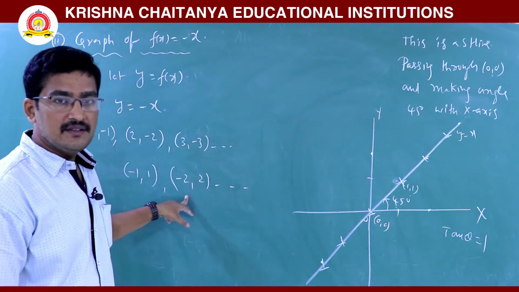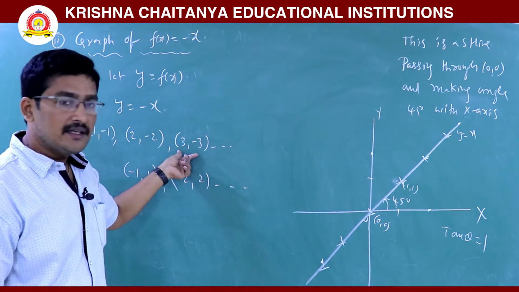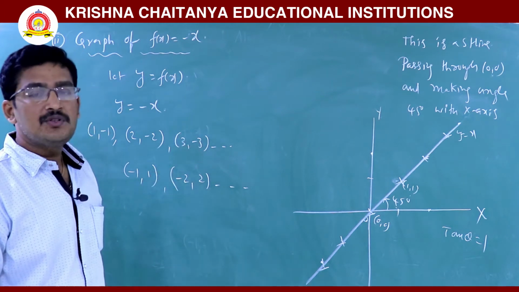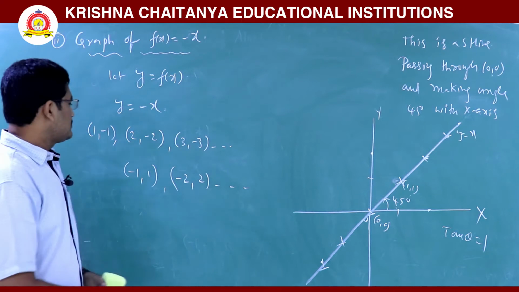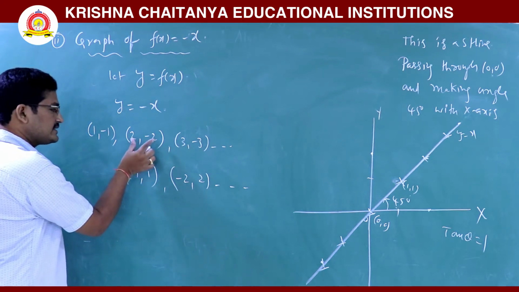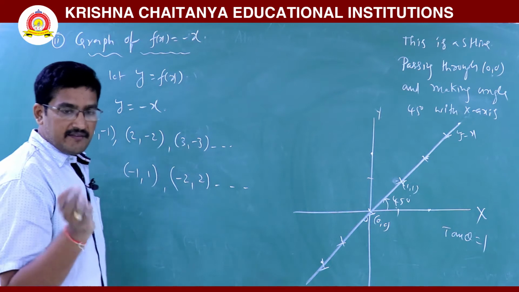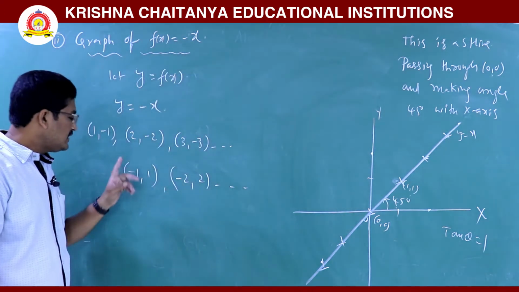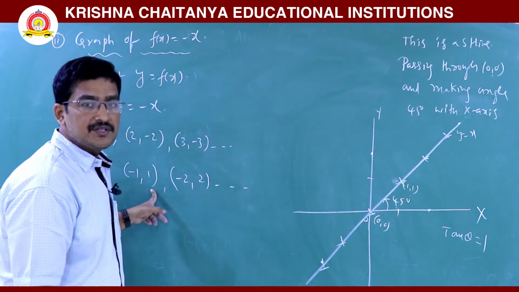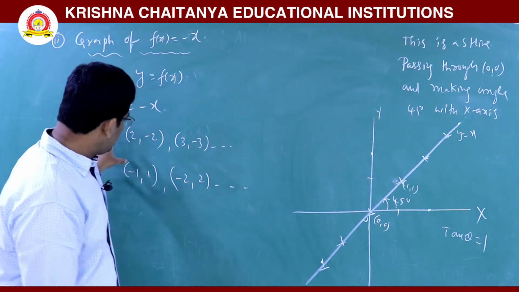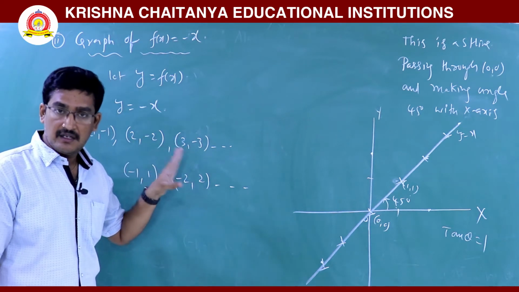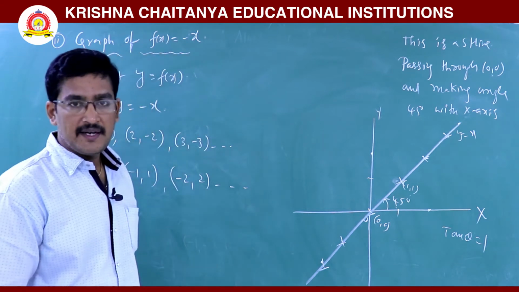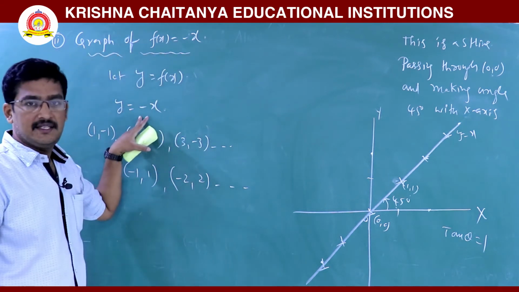What is the observation here? We have to notice that abscissa and ordinate are equal in magnitude, but they come with opposite signs. If abscissa is positive, then the ordinate is negative. If the abscissa is negative, then the ordinate is positive. Suppose you locate all such points on the graph and connect all those points. You will get the graph of y equal to minus x.